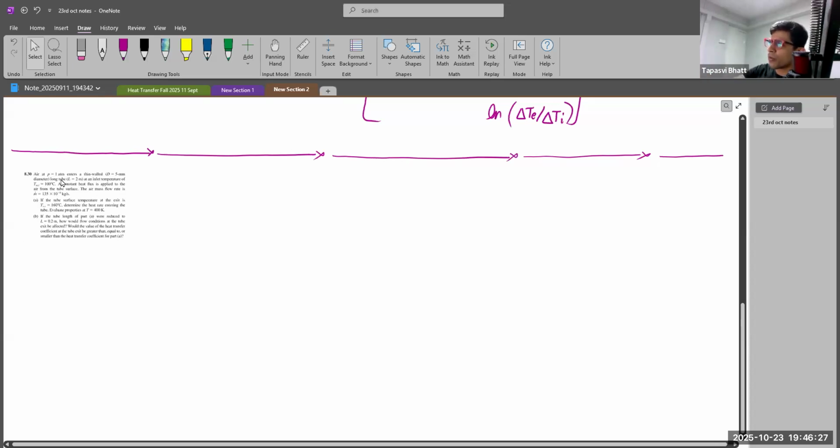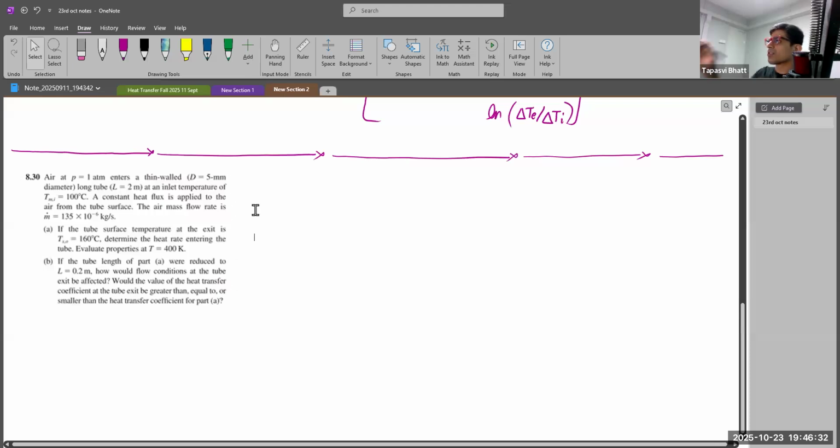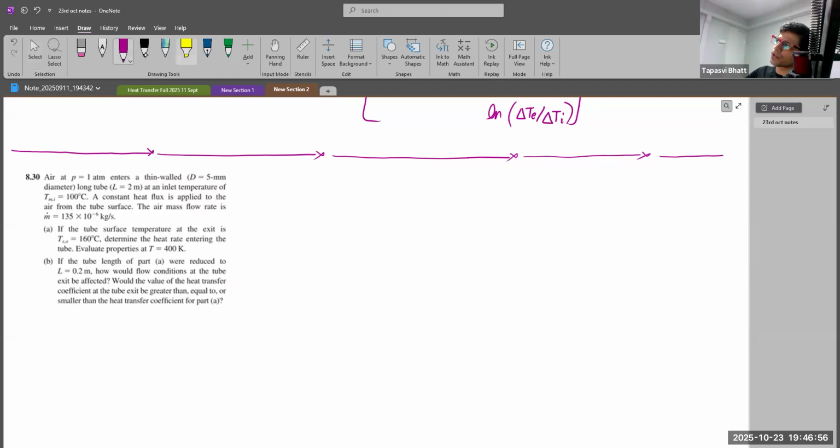So this is the first problem. Air at a pressure of 1 atm enters a thin-walled tube with a diameter of 5 mm, which is 2 meters long. So very thin tube, 5 mm diameter and 2 meters long, with an inlet temperature of 100 degrees Celsius, and a constant heat flux is applied to the air from the tube surfaces. Okay, so we have a tube. I'll make it thicker because it's easier to annotate if the figure is bigger.